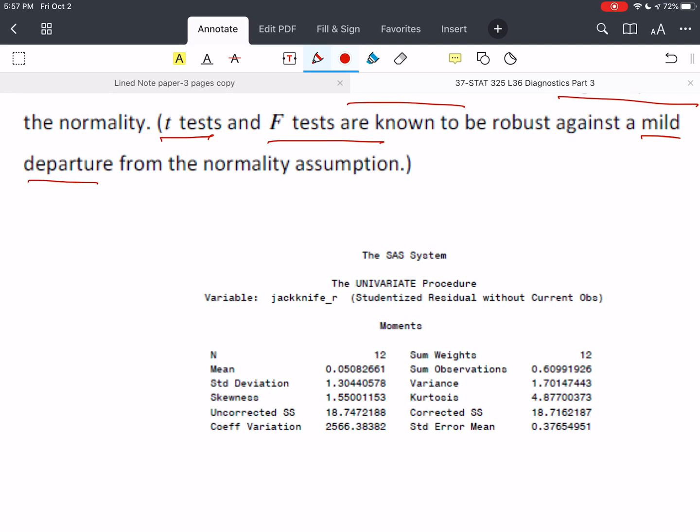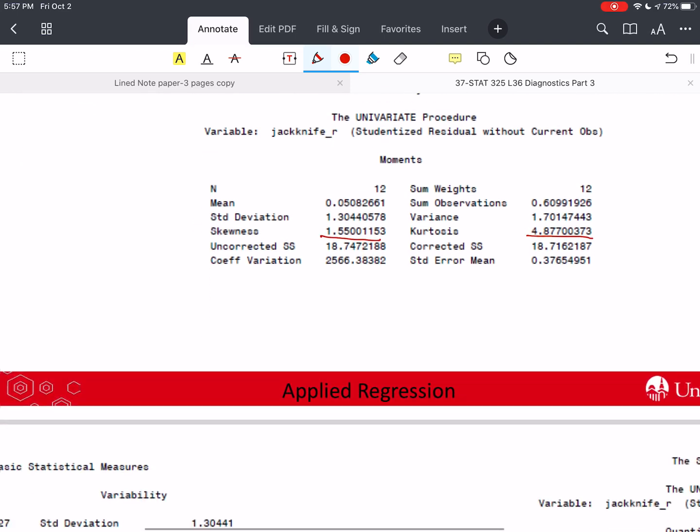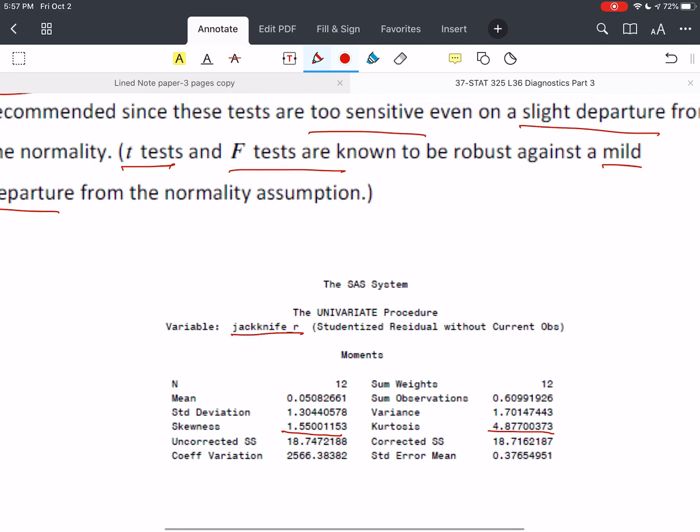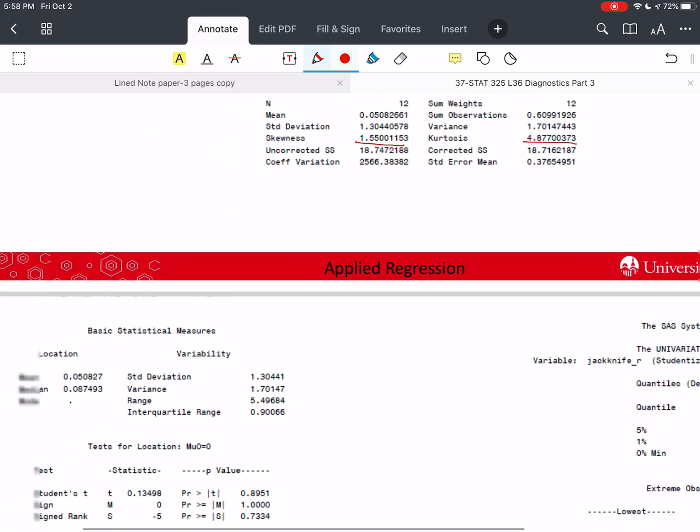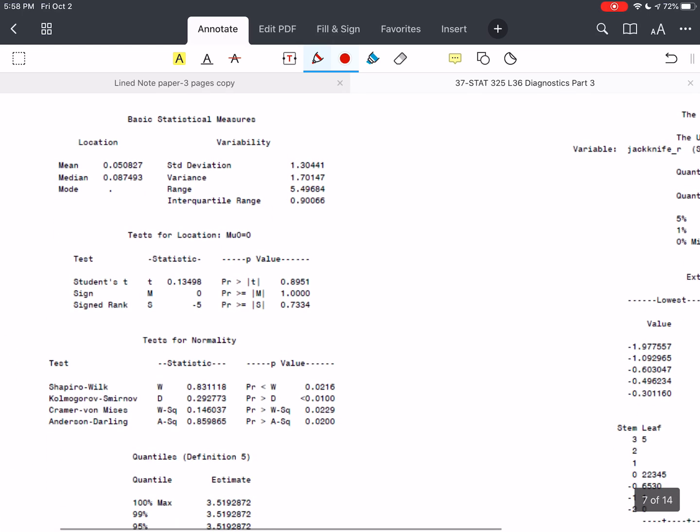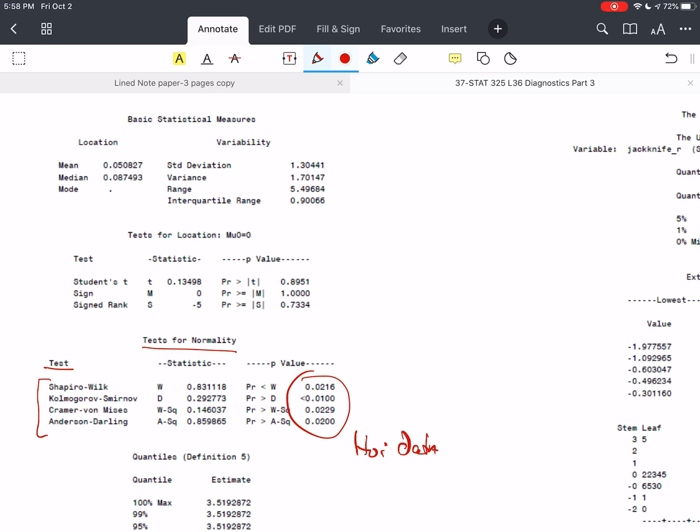All right, so skewness, we would really want skewness to be around 0, and kurtosis should be around 3. And we see that both of these are higher, so we see some evidence of departure from normality just looking at those. And this is for the jackknife residual here. Okay, so now in the PROC UNIVARIATE from the SAS output, we see these tests for normality, and they've given 4 of them, and I want to point out that all 4 fail for normality. It says, because the null hypothesis is that the data or the residuals are normally distributed.